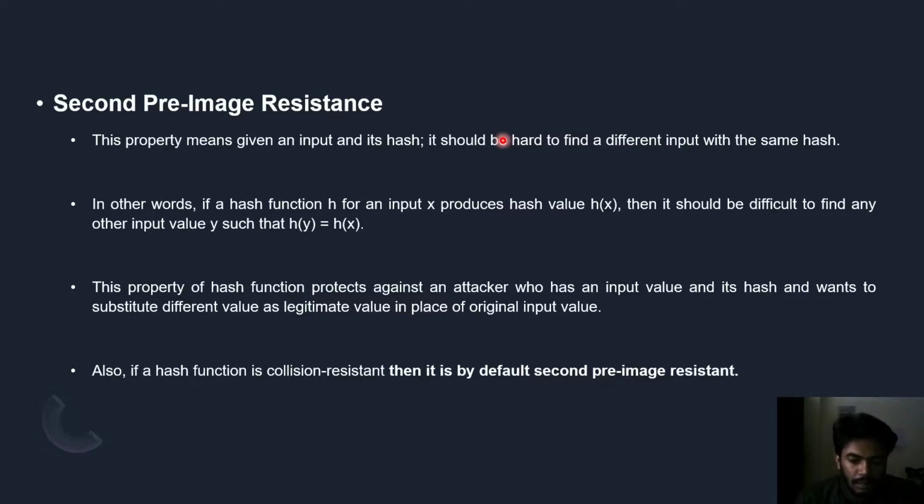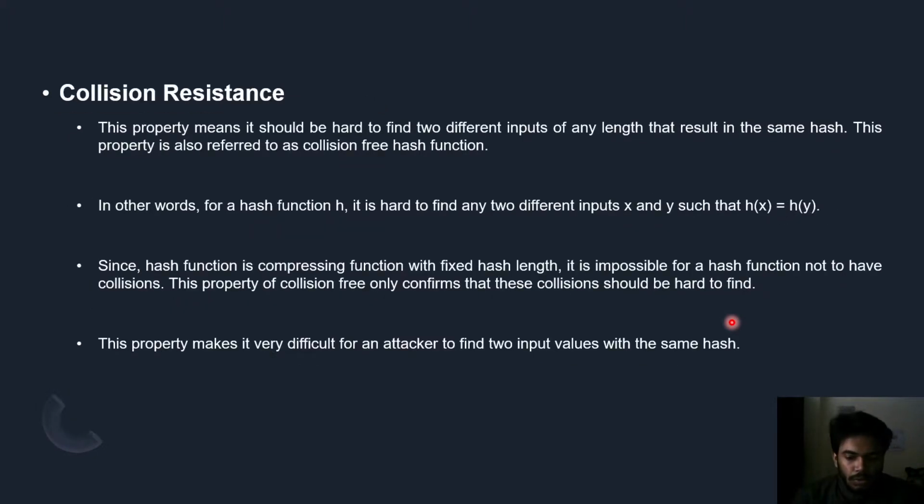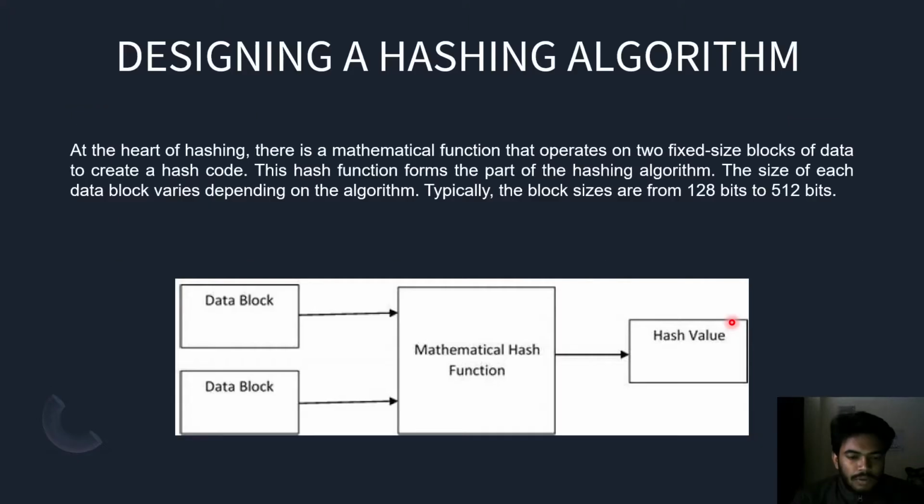That is also written here: if a function is collision resistant, then it is by default second pre-image resistant, just because they mean almost the same. So these three were the properties for the CHF.